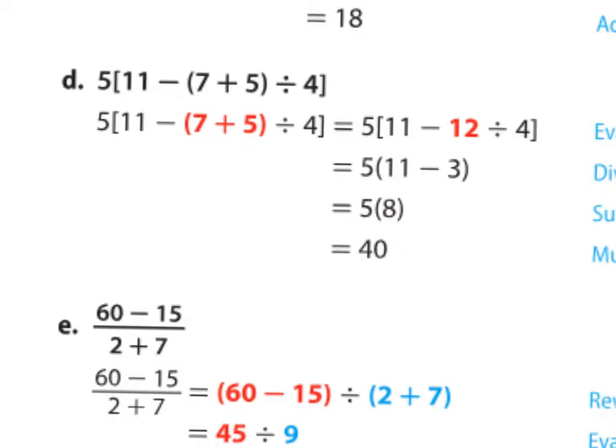Nested, like a nest. It's nested inside there. So we do that one. You see that we get 12. Now I can do the big parentheses, and then inside the parentheses I also follow order of operation.